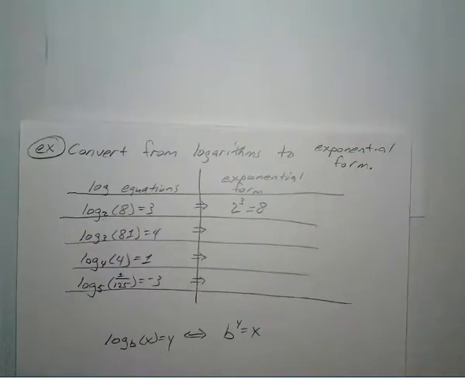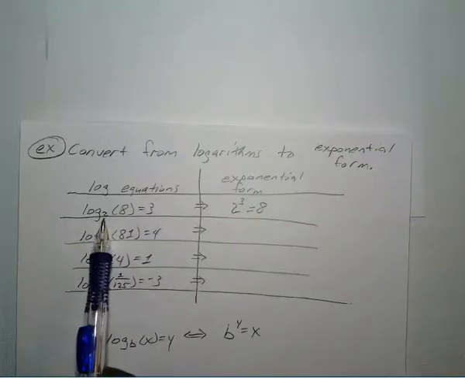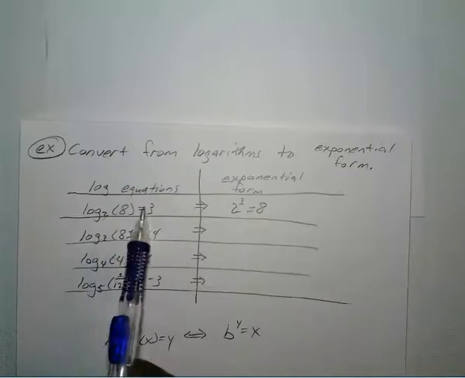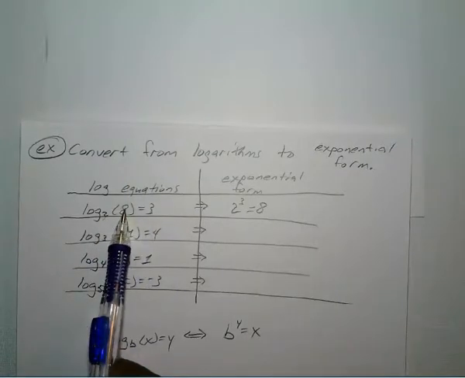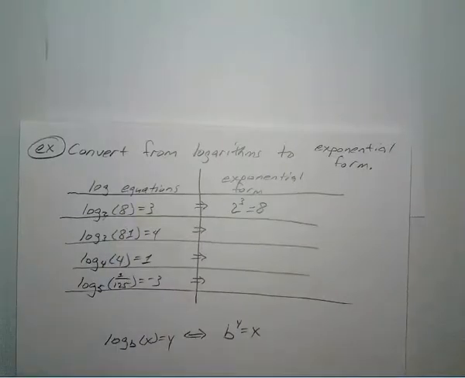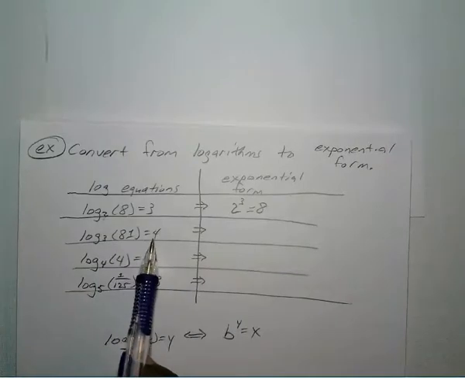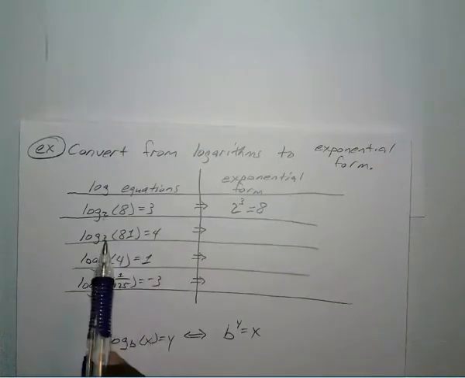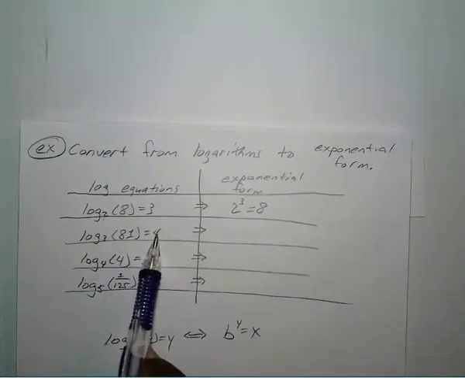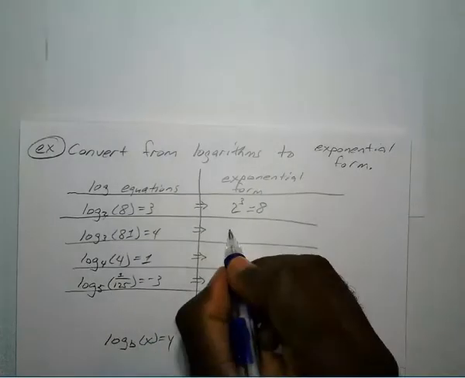Whenever you're converting, just go right to your base first, then your answer, and that's what it's going to equal, your x value. So log base 3 of 81 equals 4. That's 3 to the power of 4 equals 81.